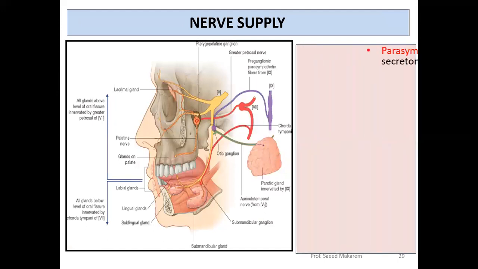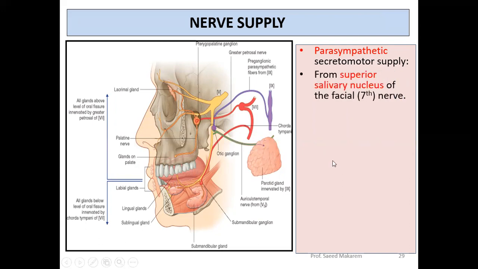Now coming to the nerve supply. Nerve supply is similar to that of the submandibular. This is also supplied by the parasympathetic and the sympathetic. Parasympathetic secretomotor is from the superior salivary nucleus. For the submandibular, it was the inferior salivary nucleus. Here it will be the superior salivary nucleus, and it will be passing through the seventh cranial nerve, that is the facial nerve.